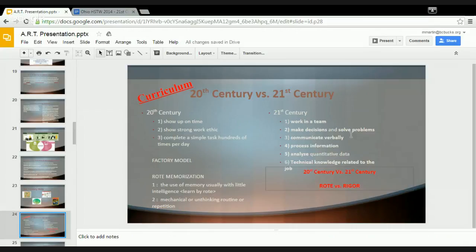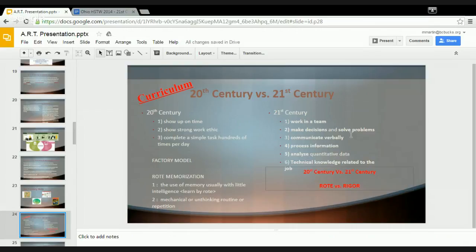And what you'll see on the screen here is a nice dichotomy that I've created over the last year and a half. If we look at the 20th century, which is the factory model of learning, which is kind of how schools look today, here's what employers wanted. They wanted people to show up on time. They wanted them to have a strong work ethic, and they wanted them to complete simple tasks hundreds of times per day. That's the factory model.